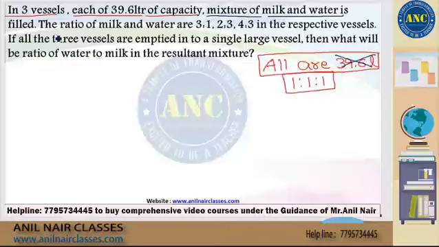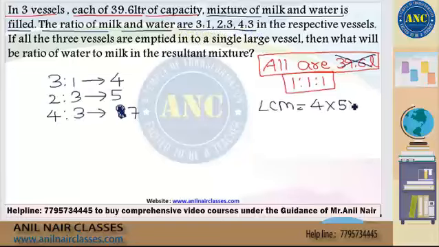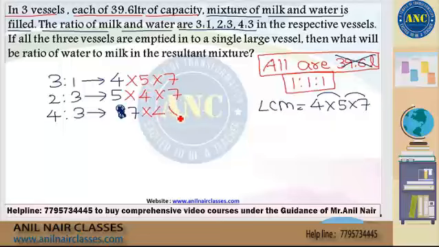Mixture of milk and water is filled. The ratio of milk and water are 3:1, 2:3, 4:3. The denominators' totals are 4, 5, 7. 4 into 5 is 20. 20 into 7 is 140. That means 4 should become 4 into 5 into 7, multiply by 5 into 7. 5 should become 4 into 5 into 7, multiply by 4 into 7. 7 should become 4 into 5 into 7, multiply by 4 into 5.